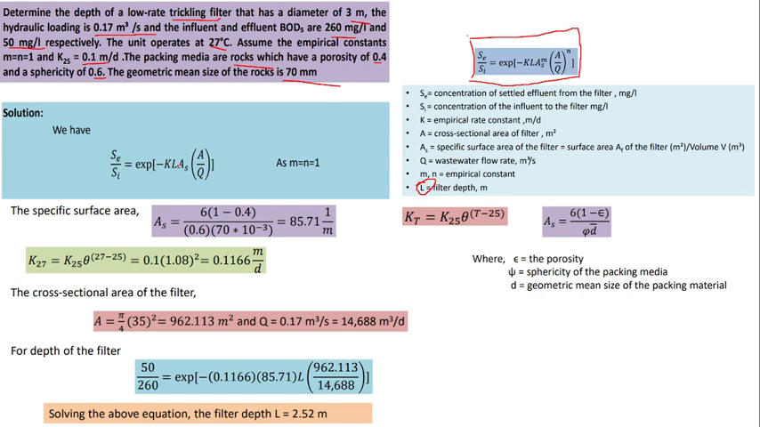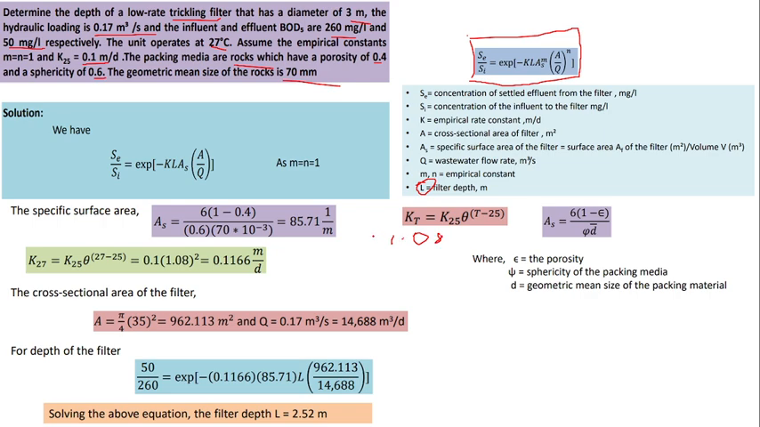So we have to find all the unknown parameters to substitute here. Initially we know the K data for 25 degrees Celsius, but the unit is operating at 27 degrees Celsius. To find the K at any temperature T, we can use the given K25 and derive the value of K at any temperature T by using this equation, where Kt is equal to K25 theta to the power T minus 25. Theta is always a constant, which is 1.08.